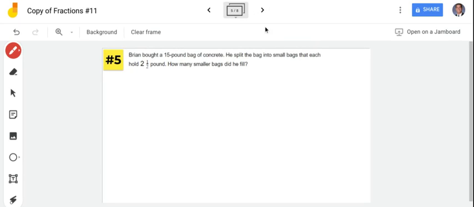Number 5, Brian bought a 15-pound bag of concrete. He split the bag into smaller bags that each hold 2.5 pounds. How many smaller bags can he fill? So here you need to take your total amount, 15 pounds, and divide that by how much will be in each small bag. So 15 divided by 2.5, and that will give you how many smaller bags you can fill.